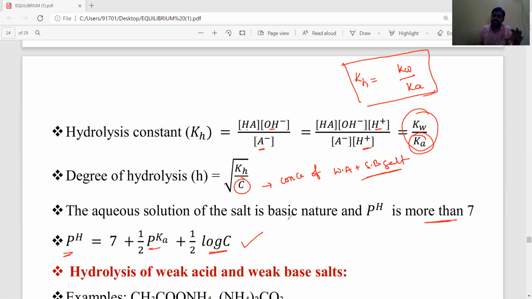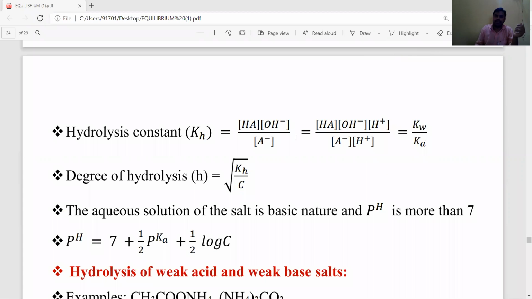These formulas are very, very important for JEE and NEET examination. And for board examination also, by using this formula we can calculate the pH of weak acid, strong base salts in the given solution. Okay, yes.